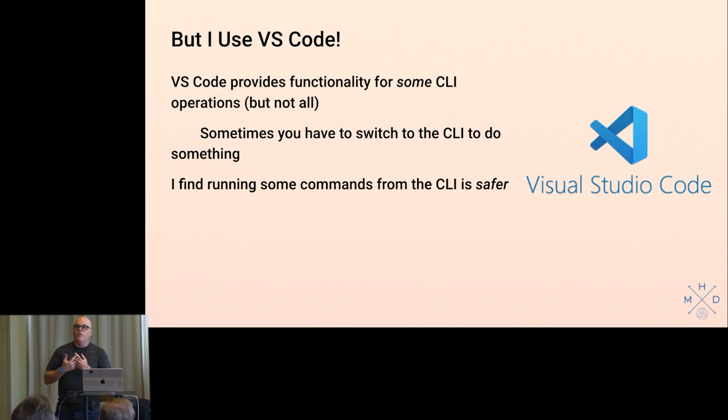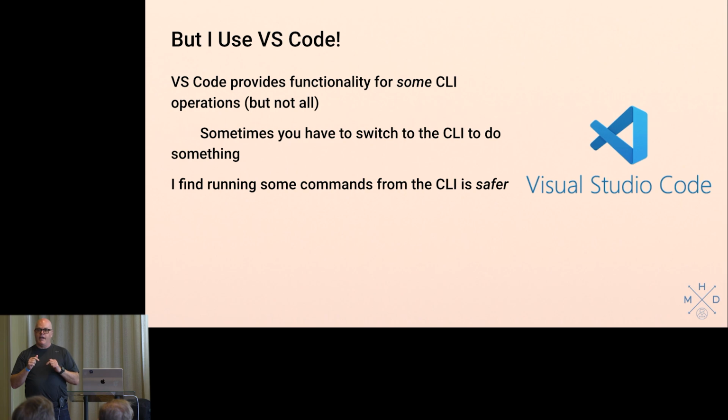I find that running commands from the command line is actually safer than VS Code, especially when I'm interacting with an org. So if I'm going to take some metadata and deploy it to an org, it's really easy in VS Code. You right-click on it and say, go to org. But the one thing you want to be careful of is that you're connected to the org that you think you are. And at the bottom of VS Code, there's a little area that tells you what org you're connected to. And that's the org you're deploying to.